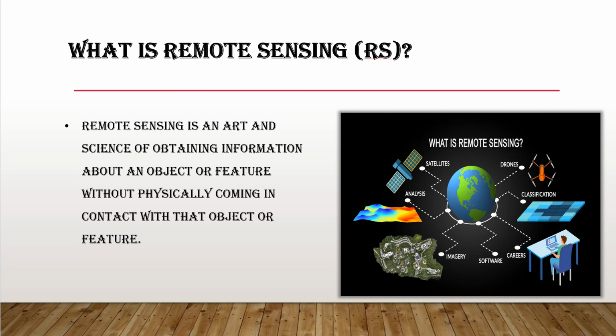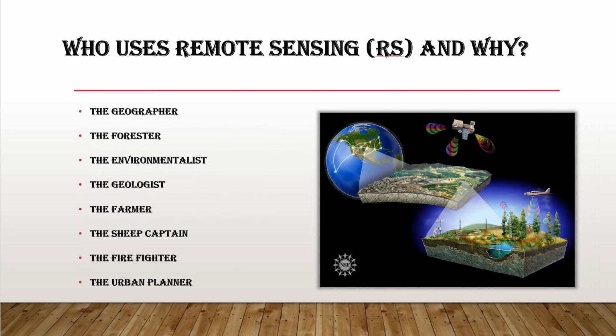So remote sensing is an art and science of obtaining information about an object or feature without physically coming in contact with that object or feature. This is done by sensing and recording reflected or emitted energy and processing, analyzing and applying that information. Generally humans apply remote sensing in their day-to-day business through vision, hearing and sense of smell.